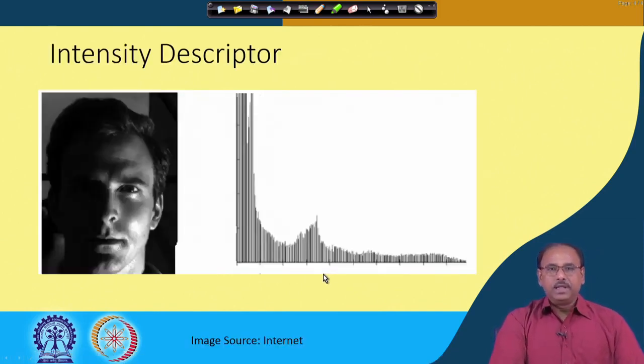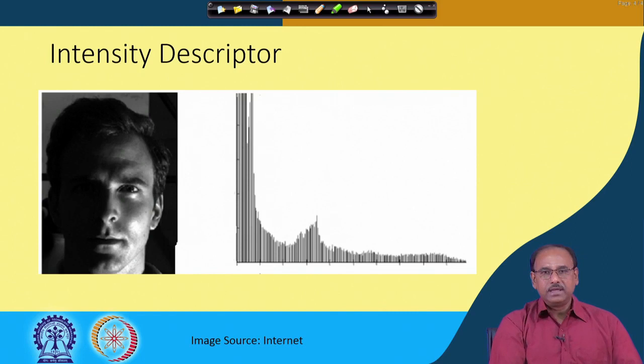So, how do I obtain the intensity? Here I have shown a picture, and on the right hand side is the histogram, or intensity histogram. Before going into that, let me define what is meant by an intensity histogram.